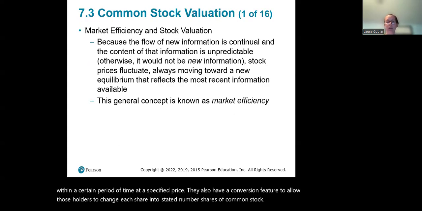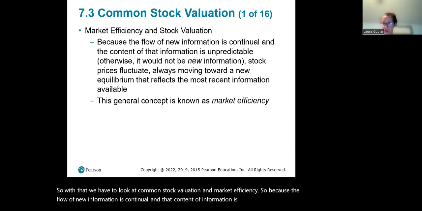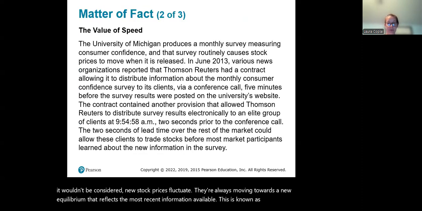So with that, we have to look at common stock valuation and market efficiency. Because the flow of new information is continual and the content of information is unpredictable, otherwise it wouldn't be considered new, stock prices fluctuate. They're always moving towards a new equilibrium that reflects the most recent information available. This is known as market efficiency.